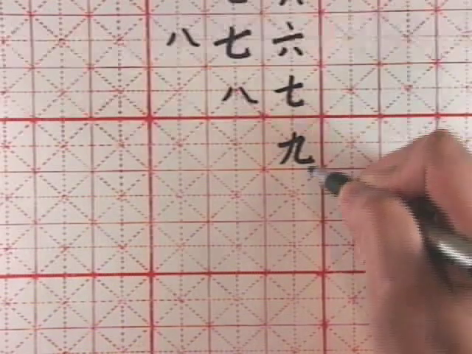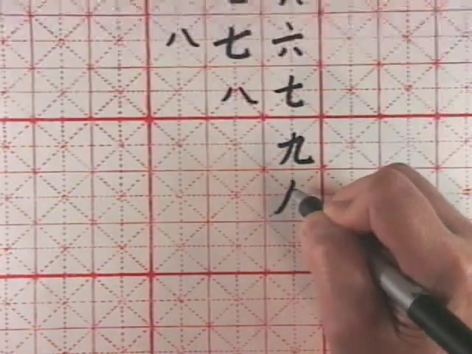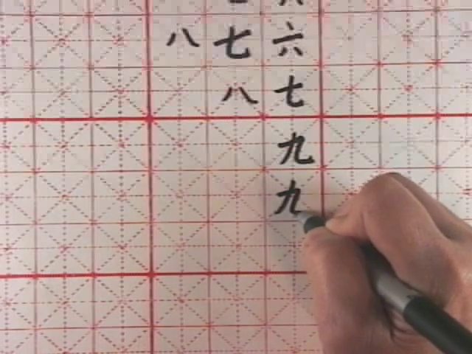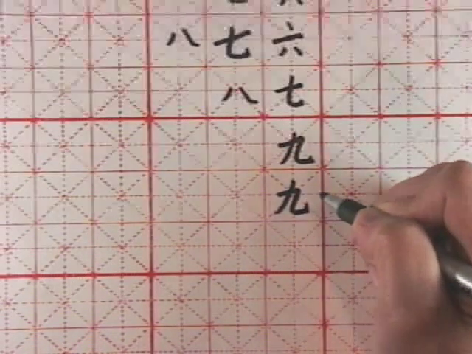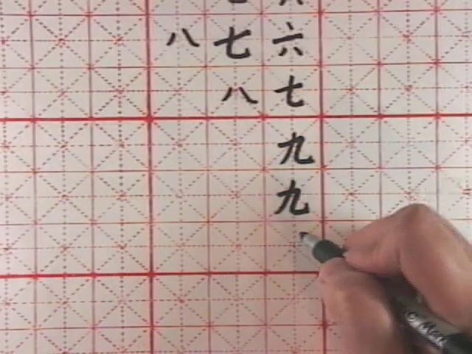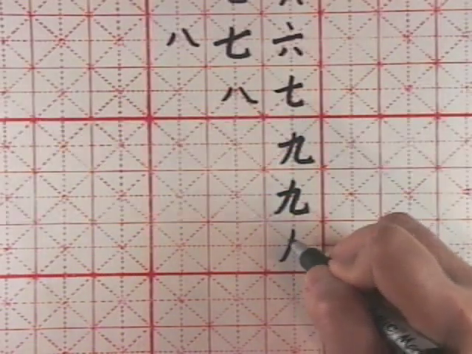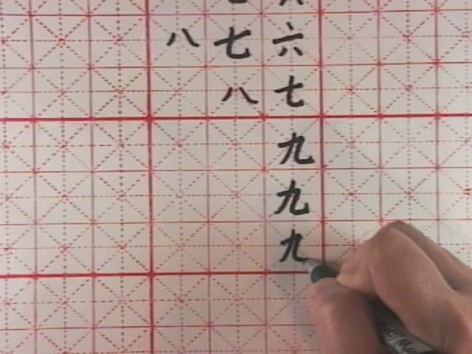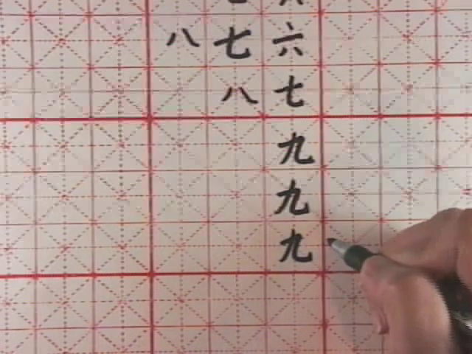Let's do it again. 撇, 横, 则, 竖, 弯, 勾. This is difficult. Let's do it again. 撇, 横, 则, 竖, 弯, 勾.